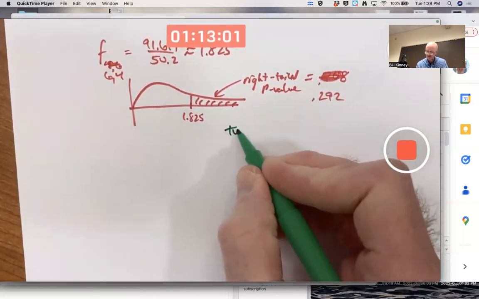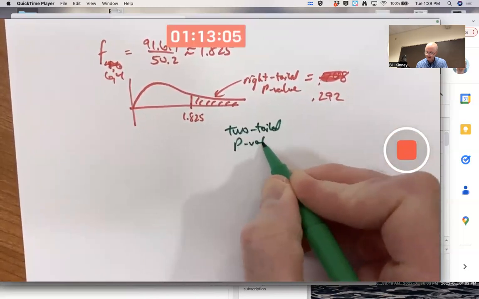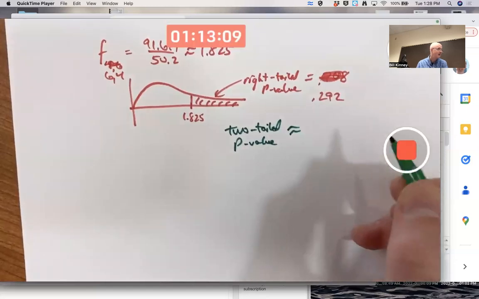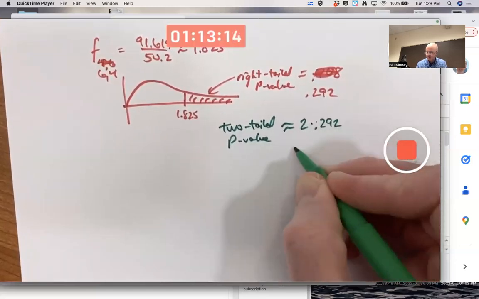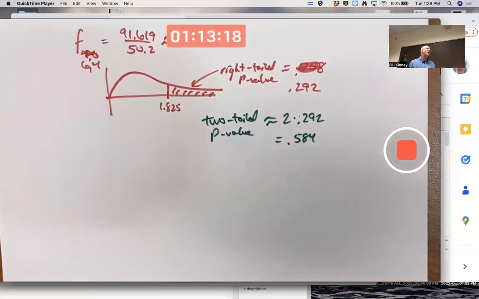Two-tailed p-value is, let's just go ahead and hedge our bets by writing approximately, approximately 2 times 0.292, 0.584. Not very small. Don't reject the null. So we're happy. We're not rejecting the null. We get to pool when we compare the means, which makes us happy, especially before technology.